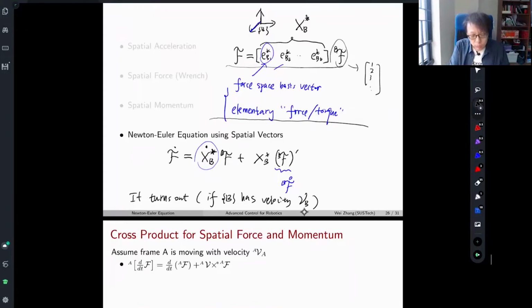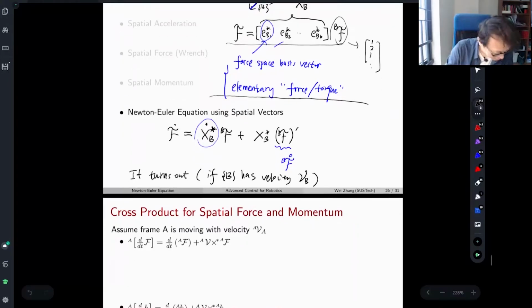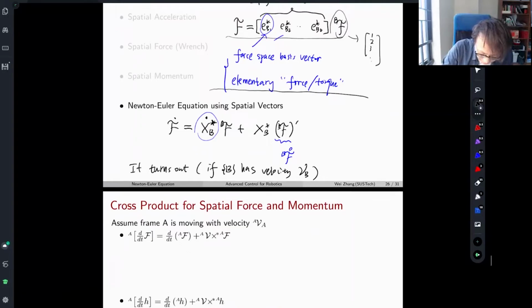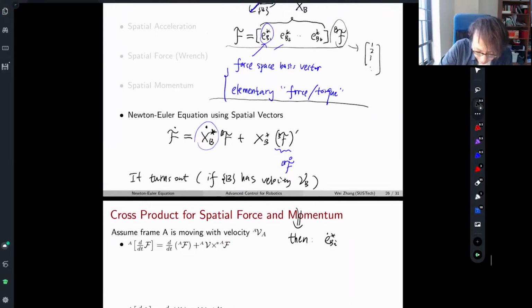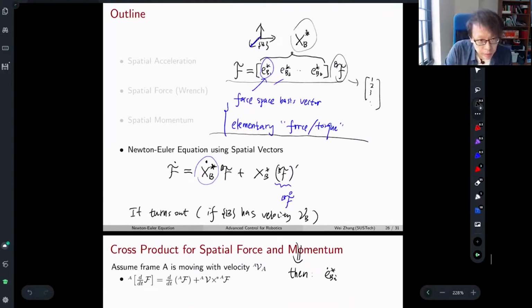I didn't say which frame I represent this velocity in. This is the velocity of that frame. Okay, if that's the case, then we know, let me write down here. Then X dot. Let me think this way. Let me do it by all the basis vectors. So then, let's say e_B^i star dot. That's the vector in this matrix.